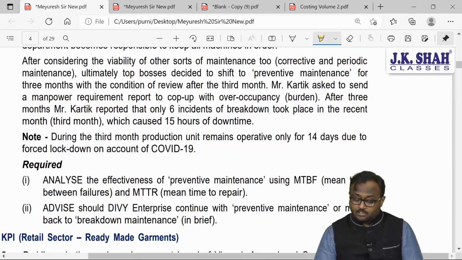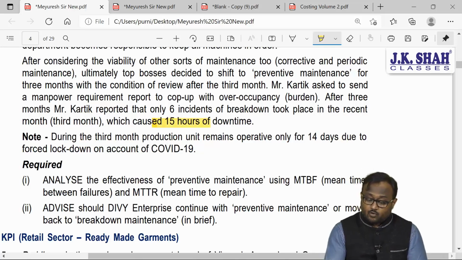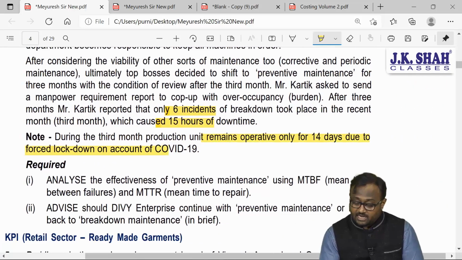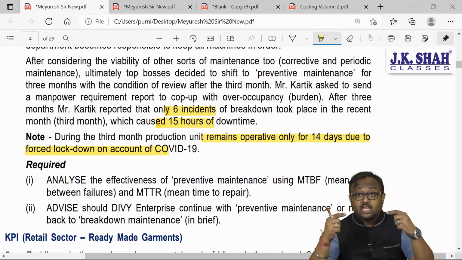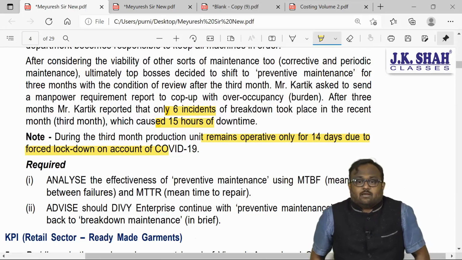During the 3rd month, the production unit remained operative only for 14 days due to forced lockdown on account of COVID-19. Oh my God, now suddenly the situation changes. I was very happy that there were only 6 incidences and 15 hours were lost. But then I realized the available time was also less. So my available time was less, and even during that lesser time, 15 hours of downtime has happened.